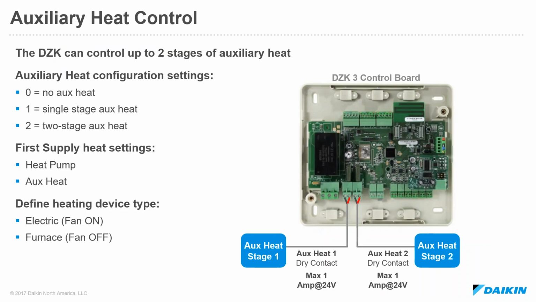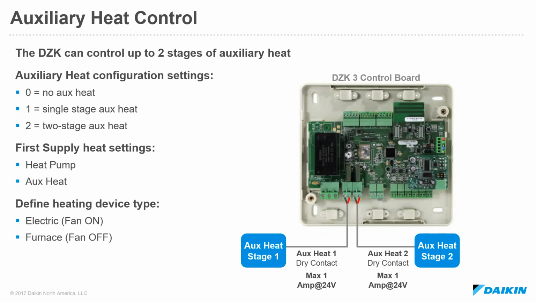The DZK also features auxiliary heat outputs. So those are two outputs that are directly on the DZK's main control board. So the DZK can control up to 2 stages of auxiliary heat. There are a couple different settings as to how we can configure this auxiliary heat. So you have the option to configure auxiliary heat either as disabled, 0 would be no auxiliary heat. A 1 setting would be indicative of a single stage auxiliary heat, and then a 2 setting would simply mean 2 stages of auxiliary heat.